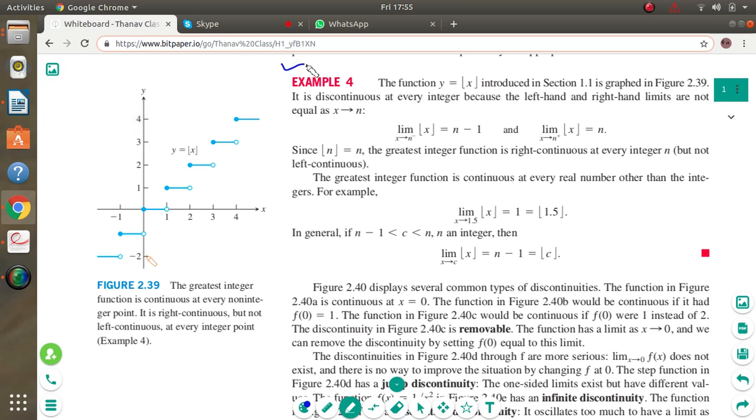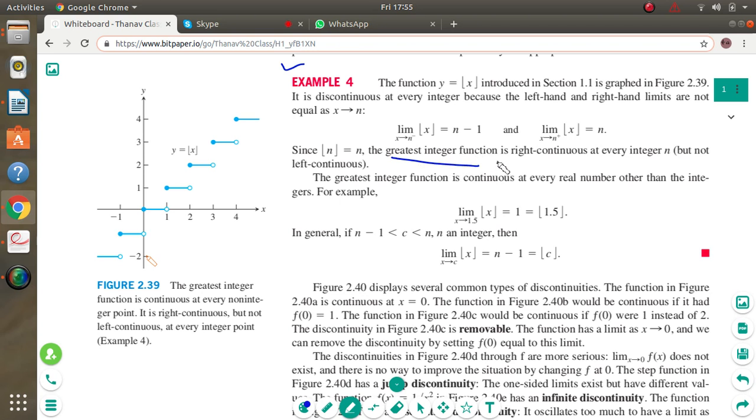Now here we have example 4 basically. The function here, y is equal to, is the greatest integer function. First tell me, what is meant by the greatest integer function?